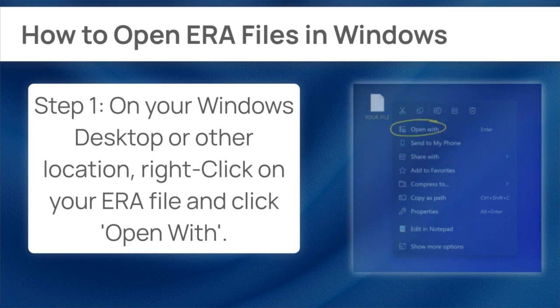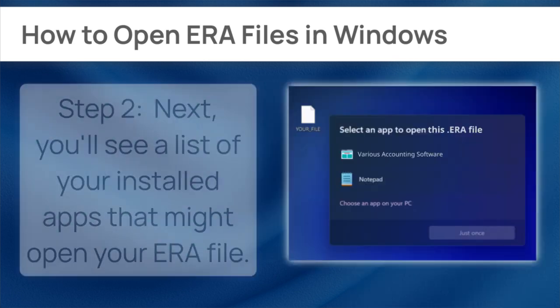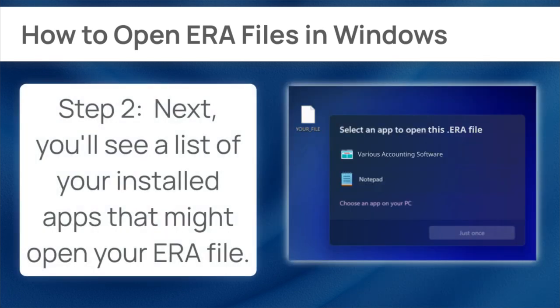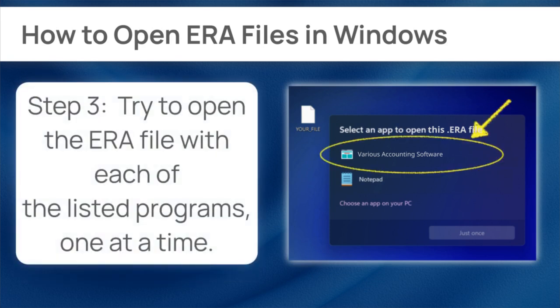Right-click the ERA file and select Open With. Since this format can be handled by multiple tools, try the best match from the list first. Look for apps related to accounting software, then continue down the options.